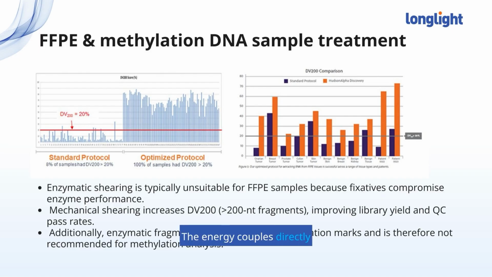The energy couples directly into the sample, so even heavily fixed tissues can be driven into a DV200 profile that passes library QC much more consistently, turning "maybe this library will pass" into almost everything passes. In real FFPE cohorts, that translates into higher library yields and much better pass rates across tumor types.